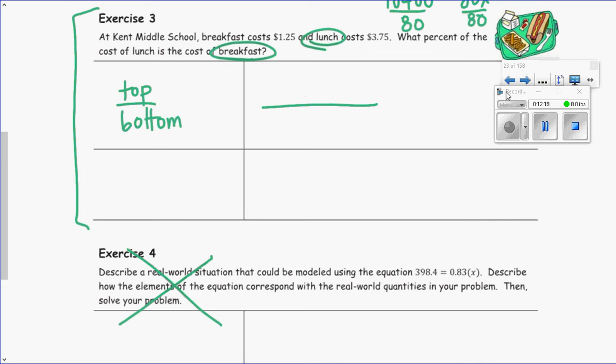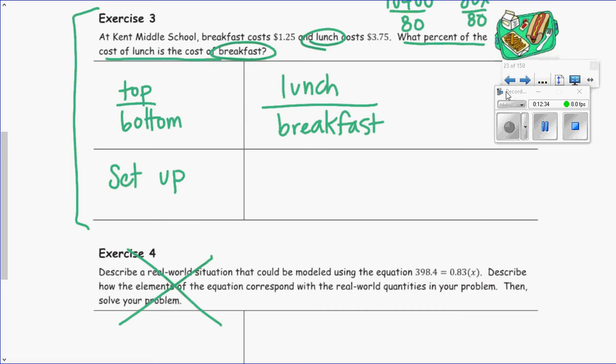Okay, so hopefully you knew that it was the lunch compared to breakfast. So hopefully you did lunch over breakfast. So when you fill in the proportion below, you remember to put the lunch amount over the breakfast amount. Okay, and so for the next box, go ahead, set up and solve. Then unpause it and see how you did.